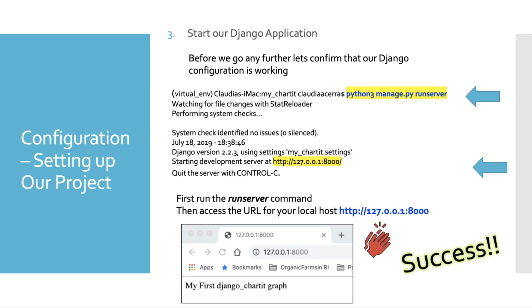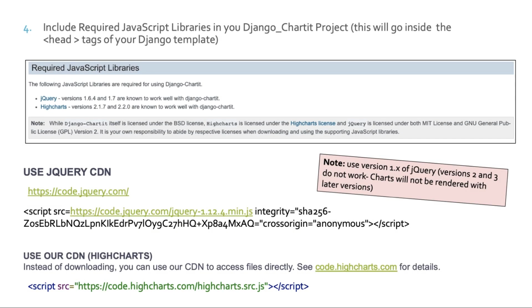Okay, the moment of truth. Let's see if our Django project is indeed working. From within your virtual environment, you issue the command python3. For me, it could be python for you. manage.py runserver. You should get output that looks like this: System check identified no issues, and the URL, http://127.0.0.1:8000. Click on that, and you should see in the browser my first Django Chartit graph. Ta-da! Okay, so two very important things to do.